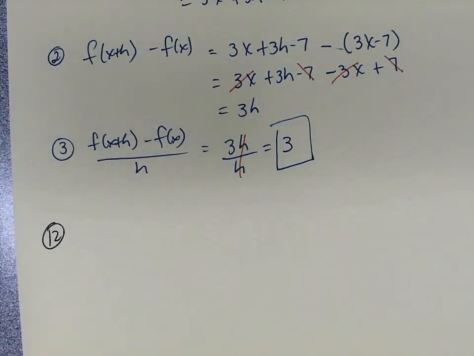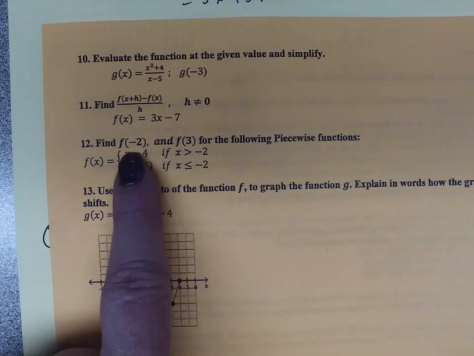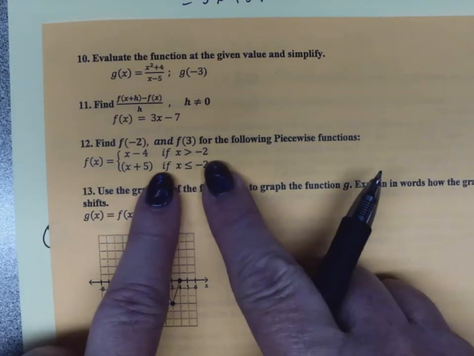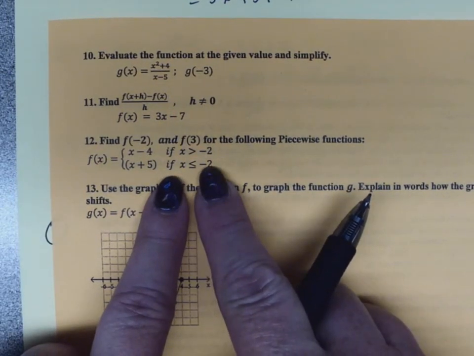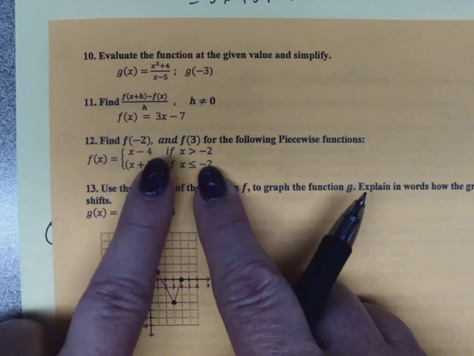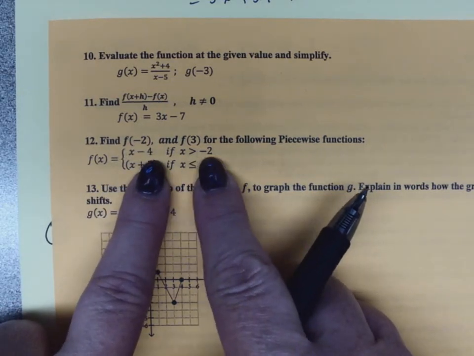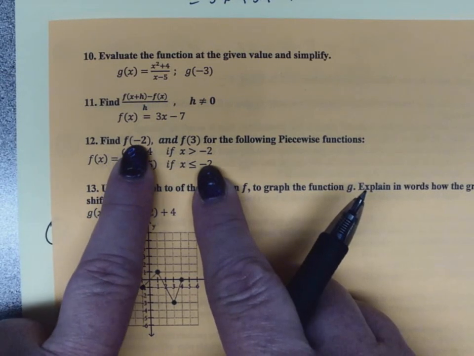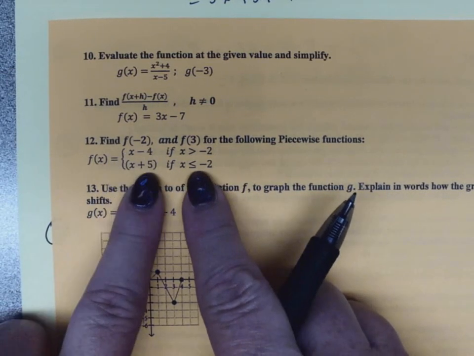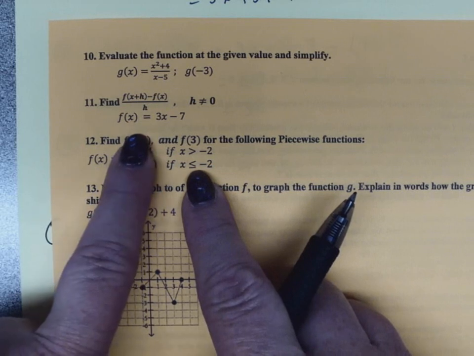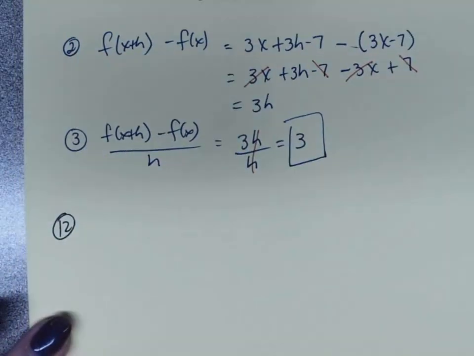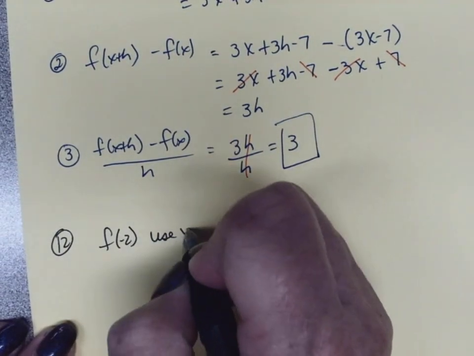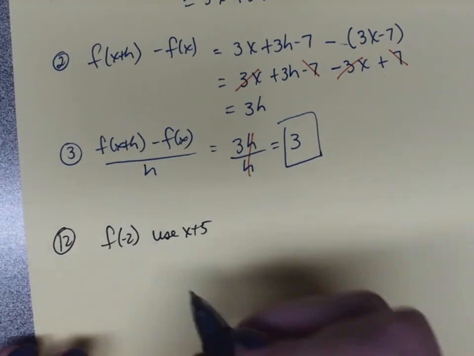So number 12 says find f at negative 2 and f at 3 for the following piecewise functions. So here I have to look at my piecewise function. For f at negative 2, am I going to use x is greater than negative 2 or x is less than or equal to negative 2? Well, at negative 2 has to be the equal. So on the first one, f at negative 2, we're going to use the x plus 5. So for f at negative 2, we will use x plus 5 out of our equation.